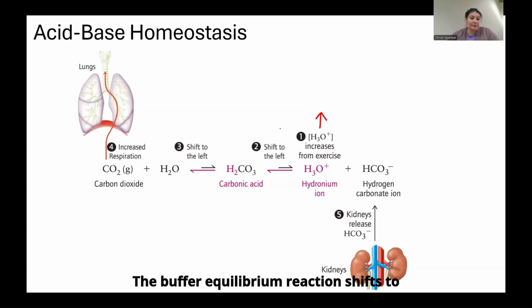The buffer equilibrium reaction shifts to the left to consume some of the added H3O+ to produce more carbonic acid. The lungs increase respiration and irreversibly remove the additional carbon dioxide produced. If required, again, the kidneys release more HCO3- to keep reacting with the increase of hydronium ions from exercise.